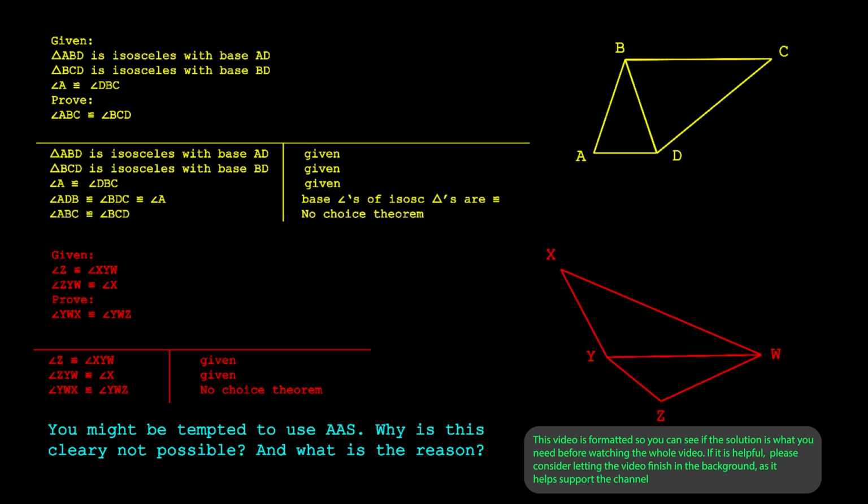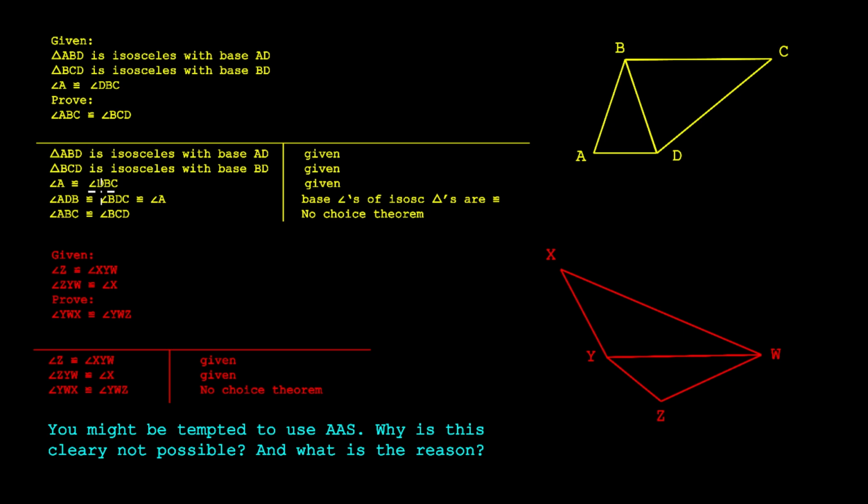In this video, we will be doing two proofs involving the no choice theorem. So there will be one in yellow, one in red, and we've got the green note down here, which we will get to. So first, the yellow proof, we have the givens and the proof that are in here. We'll do the proof and put it on the diagram.